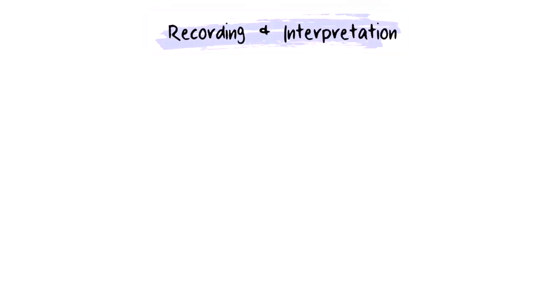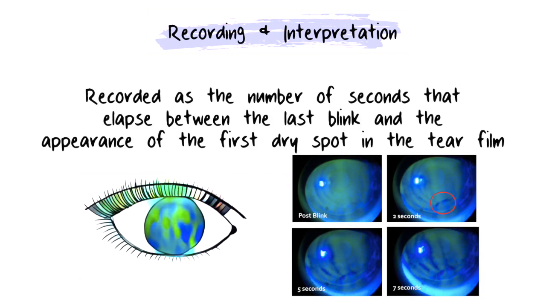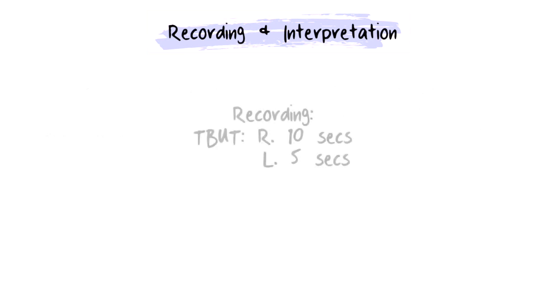Recording and interpretation. The tear breakup time is recorded as the number of seconds that elapse between the last blink and the appearance of the first dry spot in the tear film. This is how a TBUT is recorded.